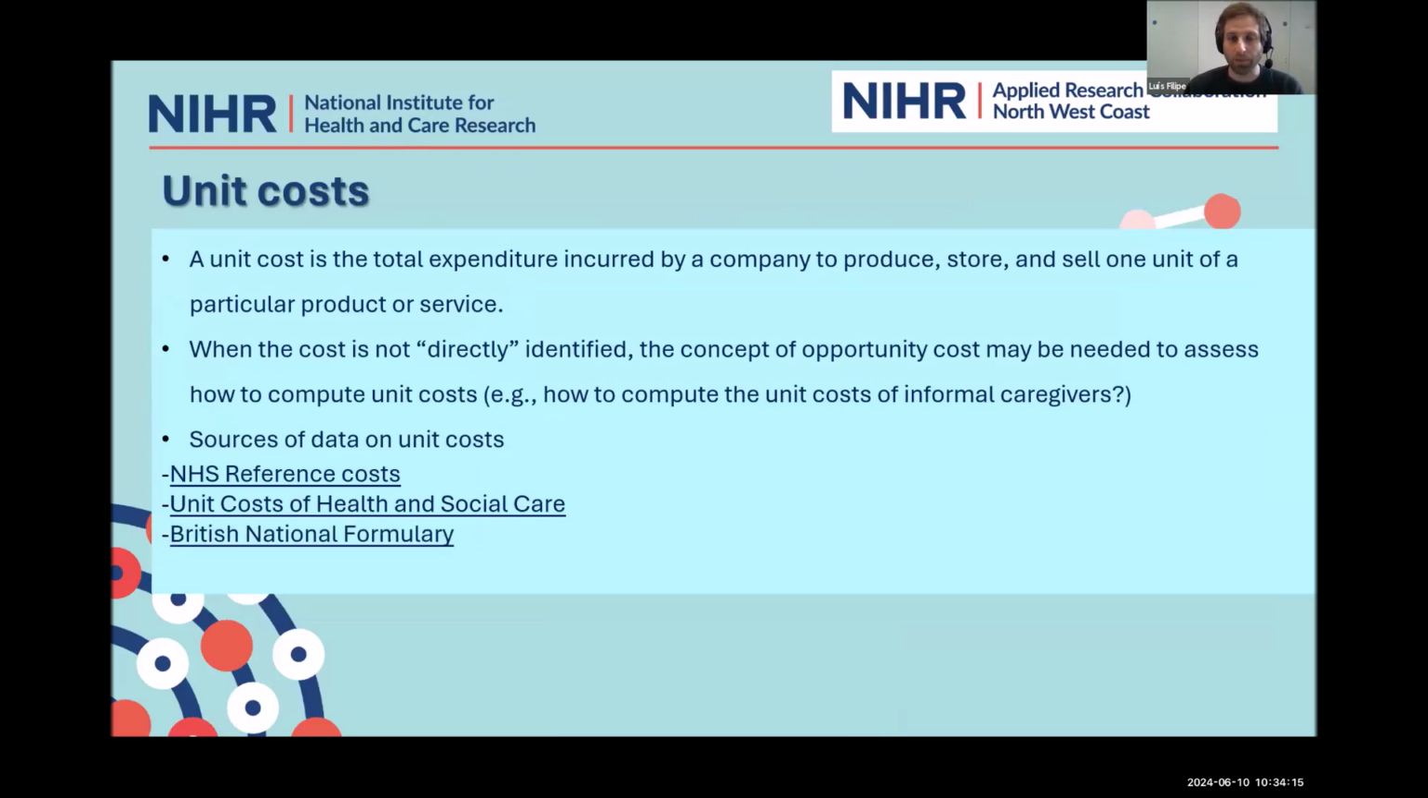So, okay. So we talked about resources. Now what is the unit cost then? The unit cost is going to be the total expenditure incurred. So it can be used in anything. It doesn't need to be in healthcare. So it is the total expenditure incurred by a company to produce, store, and sell 1 unit of a particular product or service. Now, if we are talking about healthcare, it depends on the unit that you are considering.